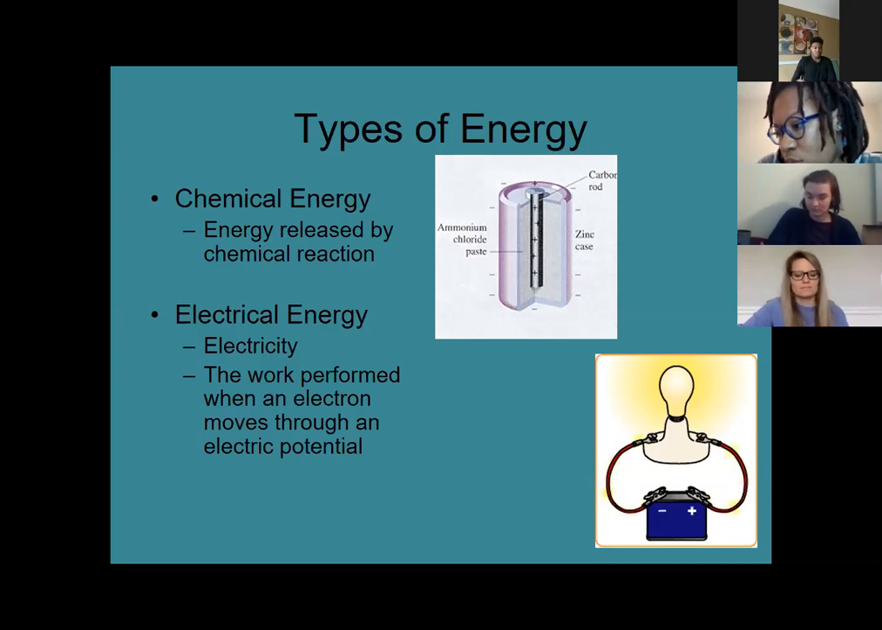A very common example of chemical energy that we all use all of the time are batteries. Batteries convert chemical energy to electrical energy. And so they are producing energy by virtue of the chemical reactions within the battery. So that's just a very common example of chemical energy.